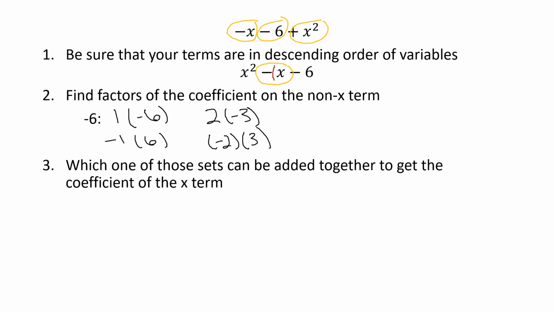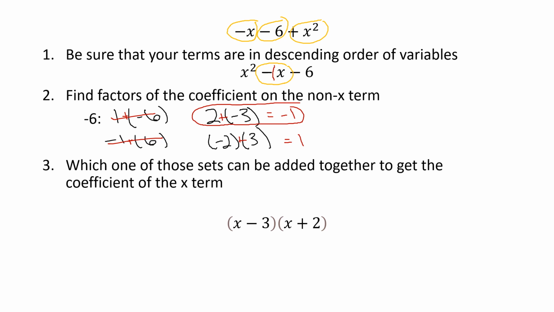Well, 1 plus negative 6 is negative 5. Negative 1 plus 6 is 5. Those are out. 2 plus negative 3 is negative 1. Negative 2 plus 3 is positive 1. So this is the set that I'm going to need. When multiplied together, 2 times negative 3 is negative 6. When added together, it's negative 1. So my answer is x minus 3, x plus 2.